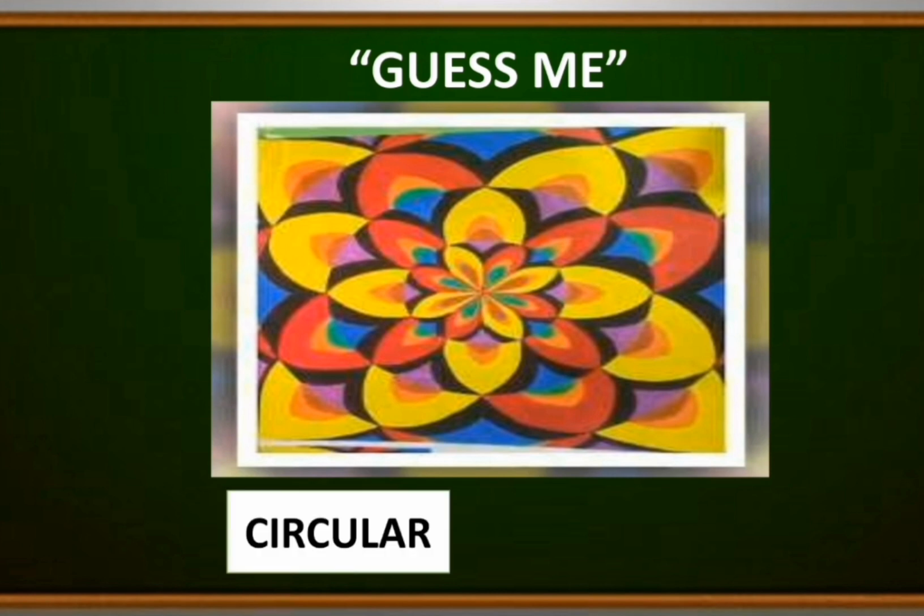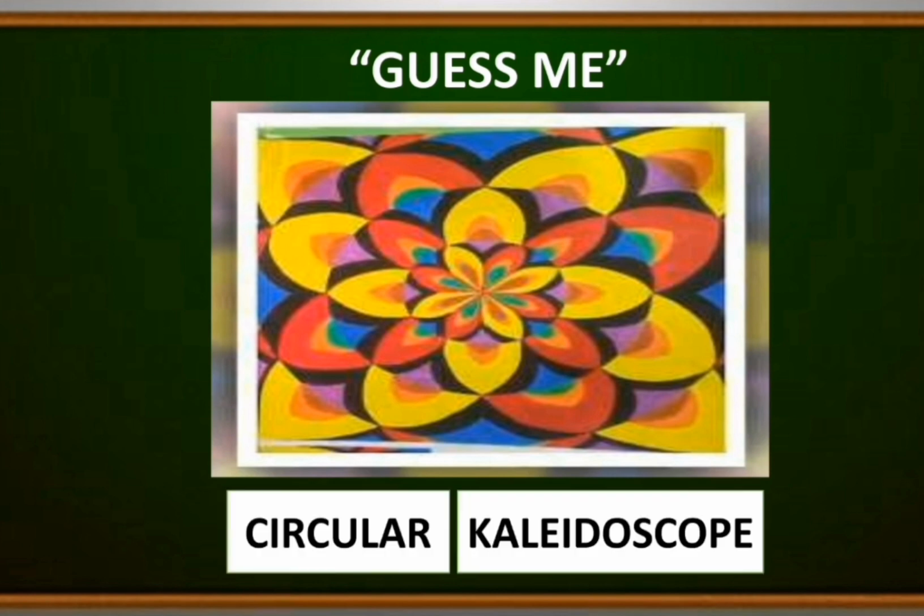How about the last one? It is usually seen in math classrooms. It uses grids in circular designs and divides evenly into sections. It is known as an instrument seen with a regular symmetrical pattern when viewed from the other end. The word is, or the picture is, you are correct. Circular kaleidoscope.